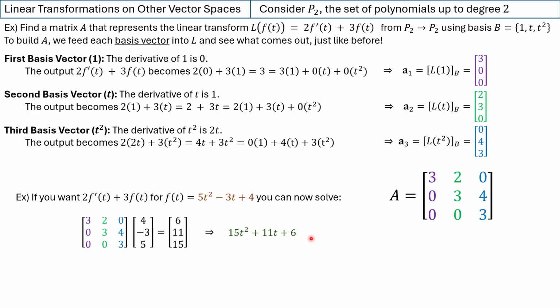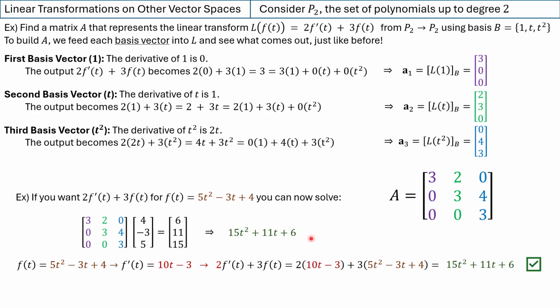How cool is that? And because I love to give you the evidence, I'll show the calculus result matches perfectly. The derivative of this function, what is it? It's going to be 10t minus 3, right? 2 times that derivative plus 3 times the original function. If you work it out, how many t squareds? 15 of them. How many t's? 2 times 10, so 20 minus 9 t's, right? 11 total t's. And then negative 6 plus 12. That's going to be 6. That's exactly the same operation we had here, right?